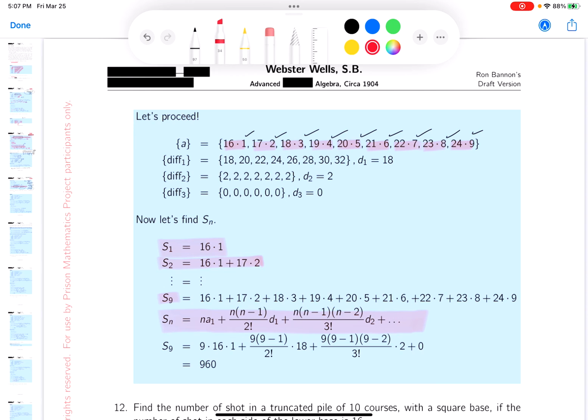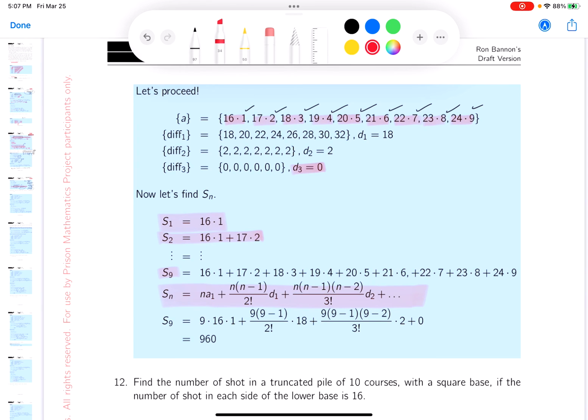And again, it's going to peter out at some point. Where does our formula peter out? At D3. So we've got to write it up to D2. All right, let's go for it. S9, n, which is 9. What's A1? 16 times 1. Plus 9 times 9 minus 1 over 2 factorial times D1, 18. Plus 9 times 9 minus 1 times 9 minus 2 over 3 factorial times D2, which is 2. And every term that follows is going to be 0.